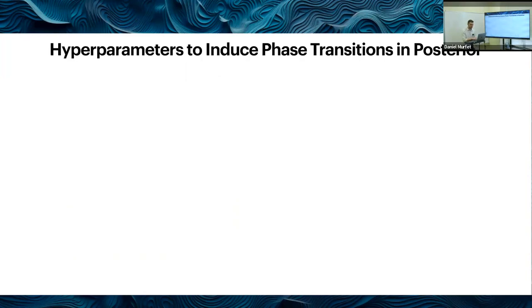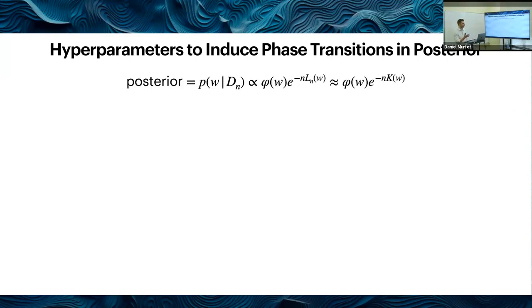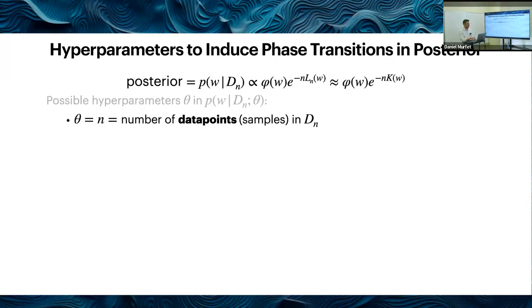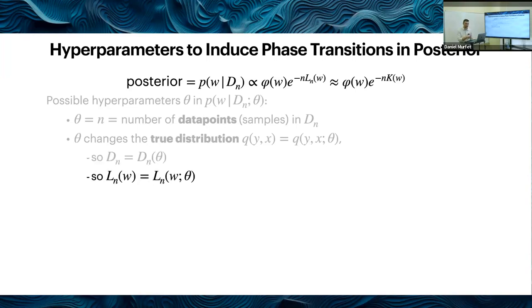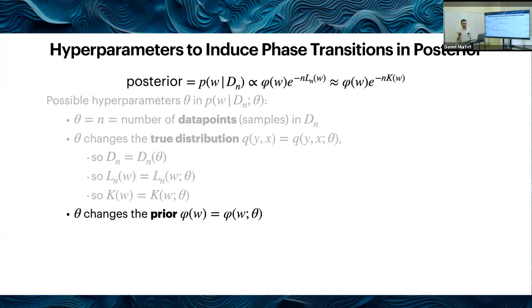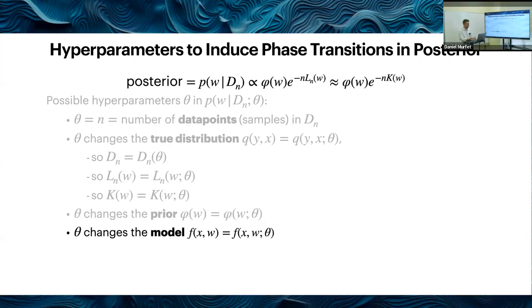With that in mind, there are a few different ways that you can induce a phase transition. You can shove some hyperparameter into different parts of the posterior here. You could call the hyperparameter simply the number of samples from your true data set. I think Dan was talking about this in your talk yesterday, varying N and how that induces phase transitions. You can vary the true distribution, which is what we're going to do in our toy setup a bit later, which just means that the data set depends on theta, which means that the negative log likelihood depends on theta, and therefore the KL divergence depends on theta. You could put a hyperparameter into the prior, or you could also put it into the model, I suppose.